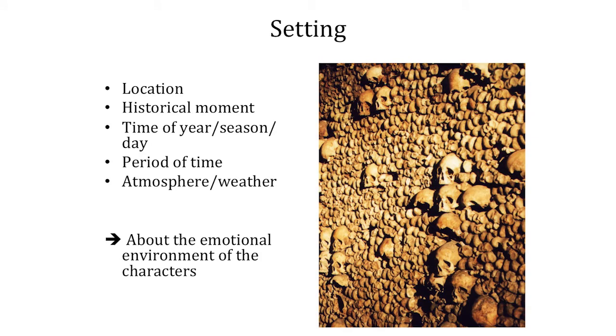Another part of the setting can be the weather. If something takes place in a storm, which sometimes happens, for example, in the story by Kate Chopin called The Storm, that might have a meaning. In Kate Chopin's story, it certainly does. It takes place during a storm, but it is also about a kind of storm. It's about an extramarital affair.